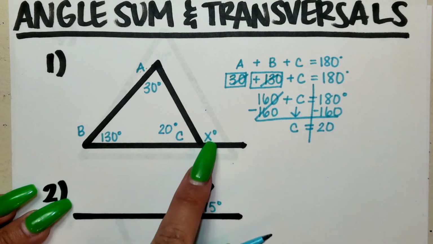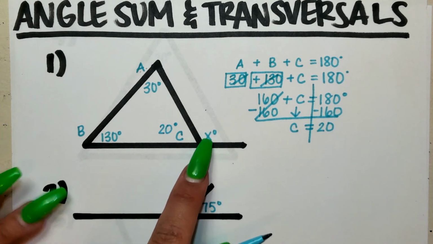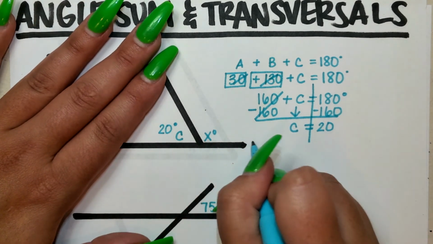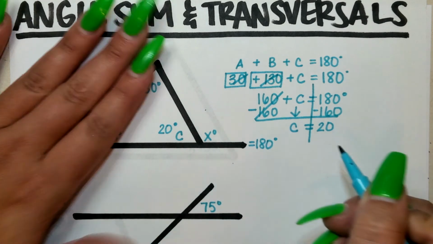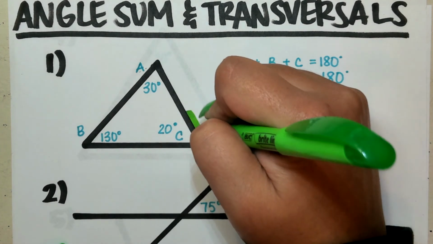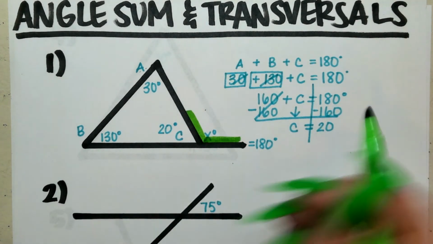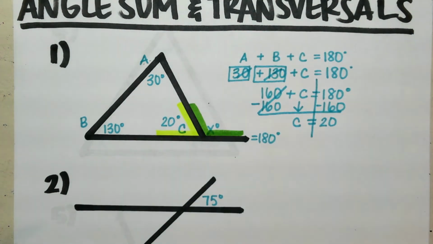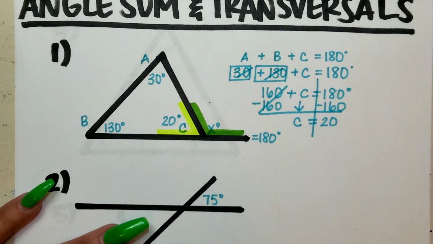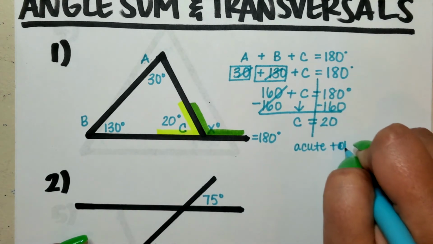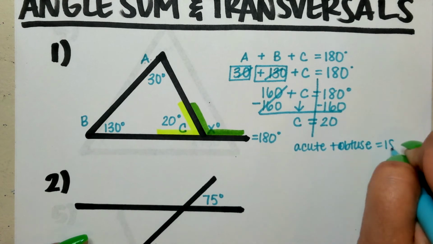Now I can figure out what my exterior angle is. Because if I cover this part of the triangle up, here is my straight line, and a straight line is always equal to 180 degrees. We also have an obtuse angle and an acute angle. So an acute plus obtuse equals 180 degrees.